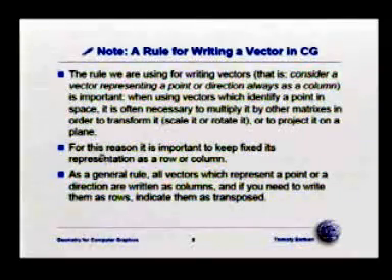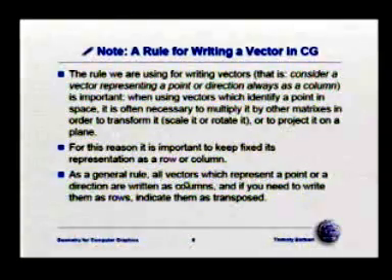Okay, so let's read briefly the pencil for these slides. So it's important that the rule that you're using for writing vectors is fixed. It's because often we need to multiply points and vectors by other matrices or to perform projection. So we keep it fixed in its representation as a column.